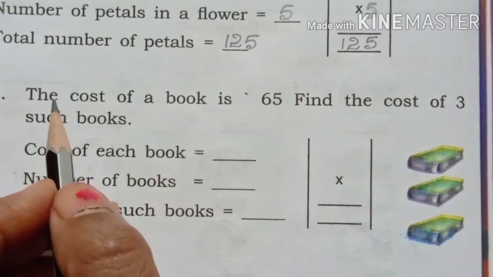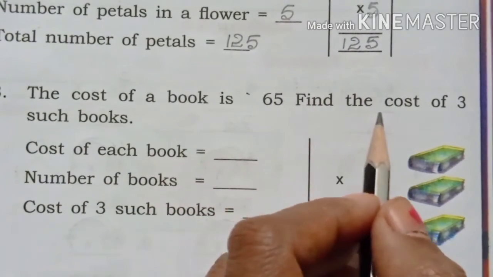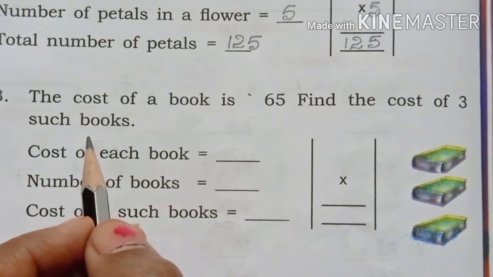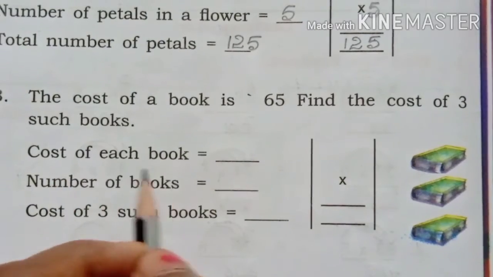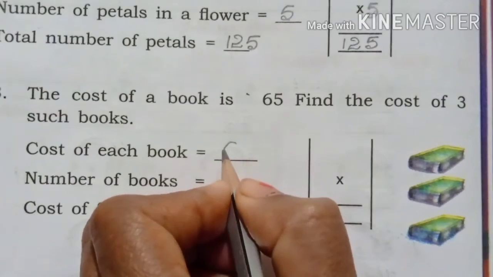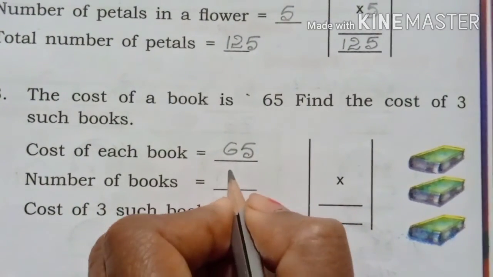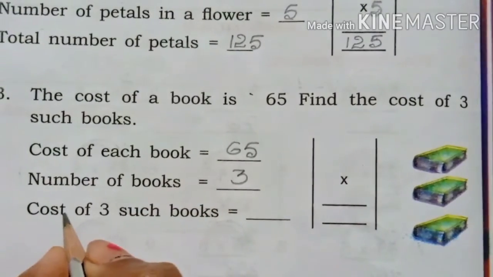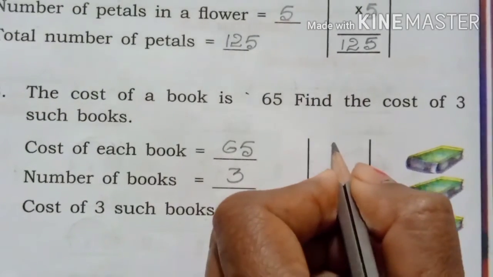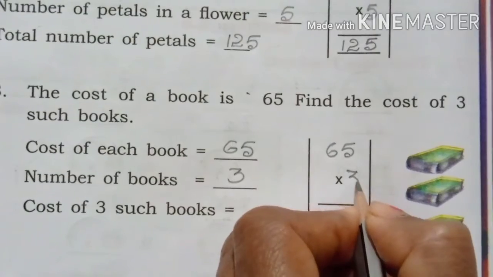Now, third question. The cost of a book is 65. Find the cost of 3 such books. So, first of all, we write the cost of each book, 65. Now, number of books is 3. Now, we find out the cost of 3 such books. Write here 65 as multiplicand and write multiplier 3.